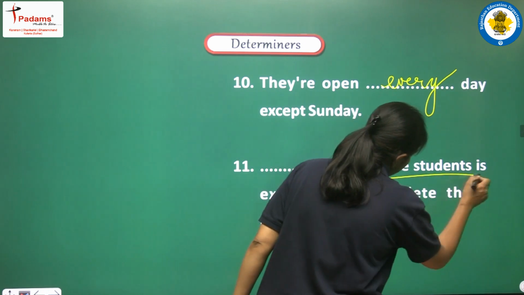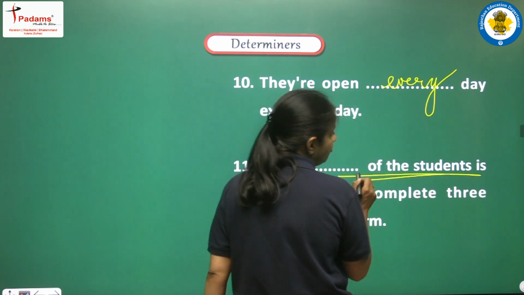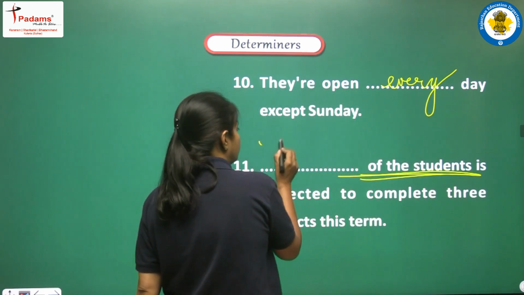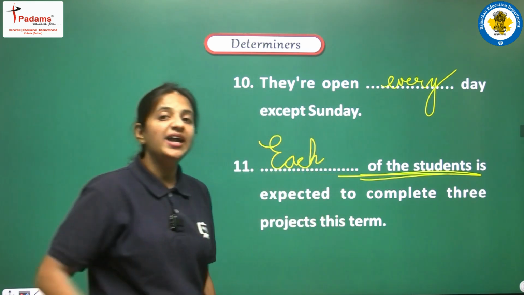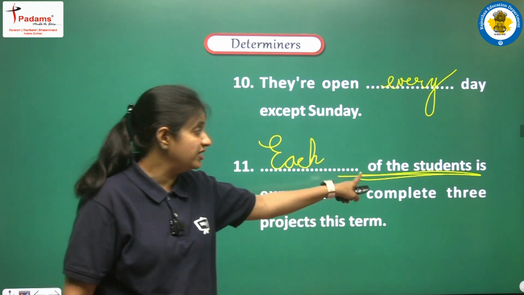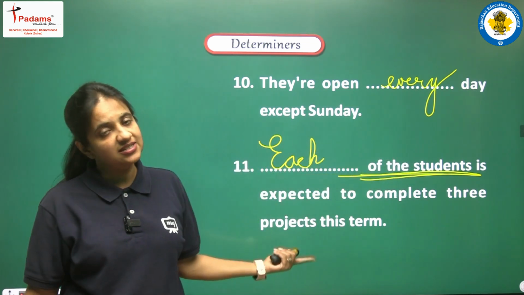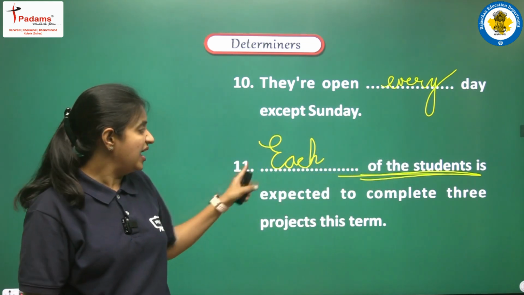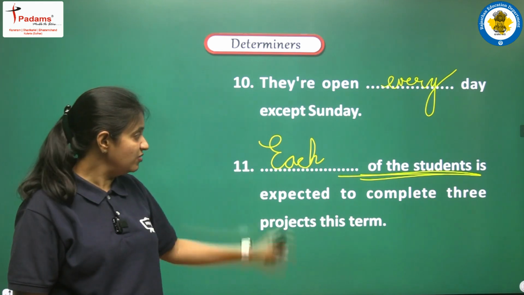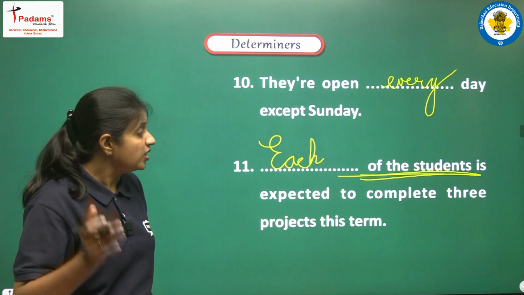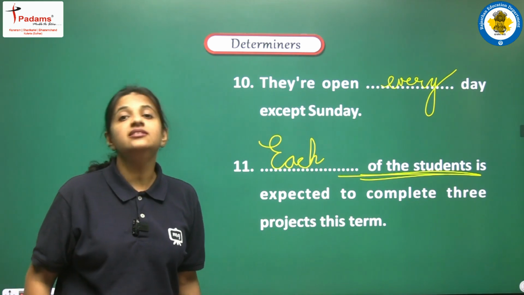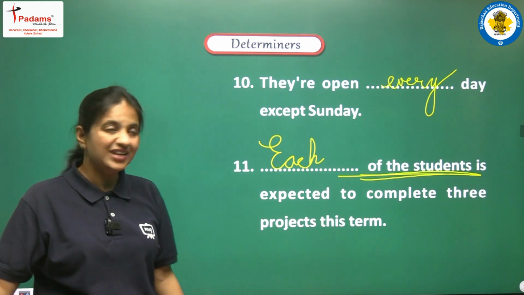Next, of the students is expected to complete 3 projects this term. So look at this structure in which we are having of plus plural subject. So we have to follow the rule, and according to the rule we have to write each here just because of the structure, and we have discussed this thing earlier. So now we have to write each, and the sentence will be, each of the students is expected to complete 3 projects this term.